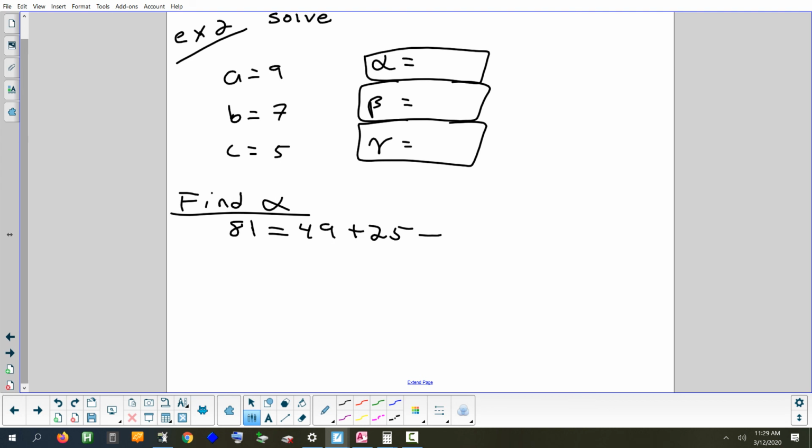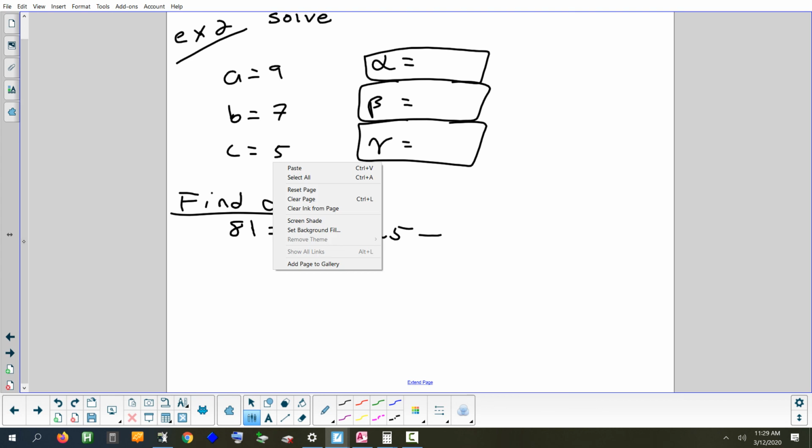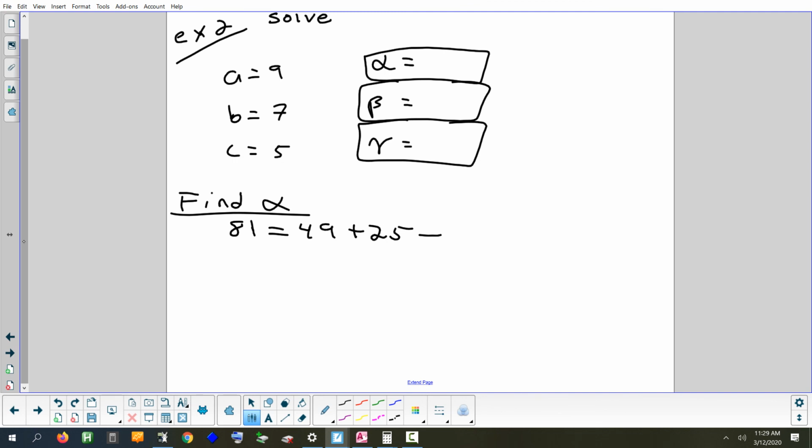2BC. Let's do 2CB because the arithmetic's easier. What's 2 times C? 10. Times 7? 70. Cosine of what angle are we trying to find? Alpha.